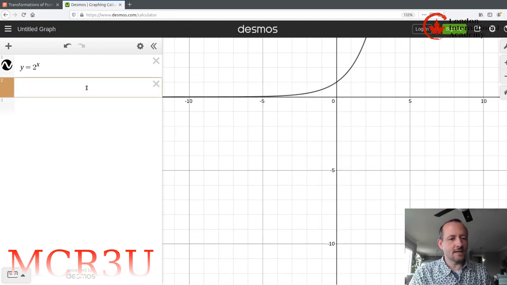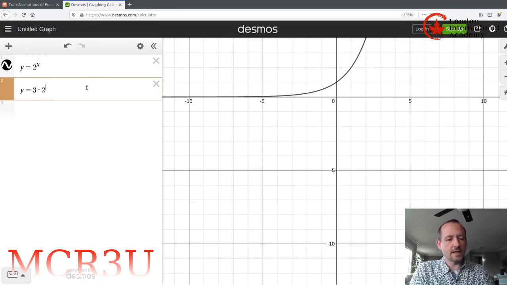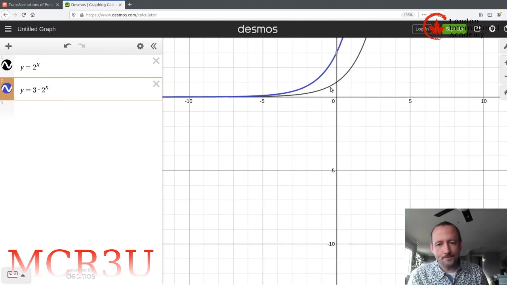So now our second function, we're going to go 3 times 2 to the exponent x. So now our y-intercept goes from 1 to 3. There's 1, there's 3. So now we've done a vertical stretch.